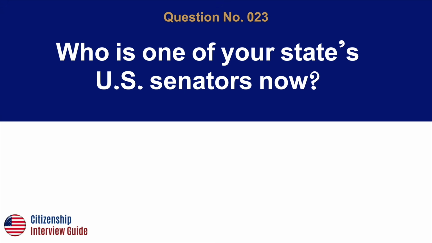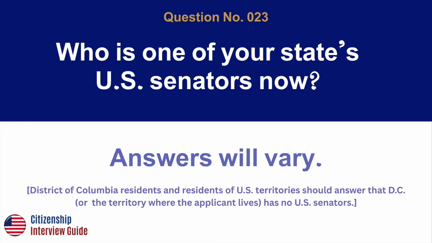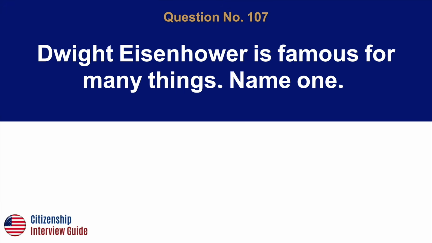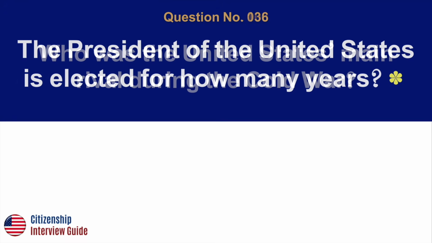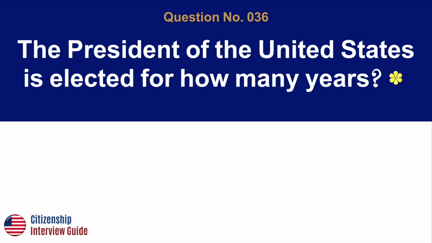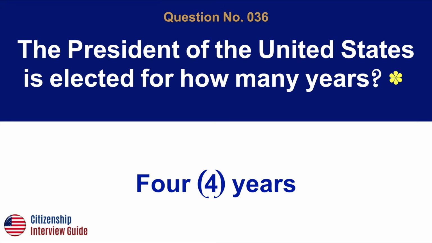Who is one of your state's U.S. senators now? This answer will vary. Dwight Eisenhower is famous for many things. Name 1. 34th President of the United States. The President of the United States is elected for how many years? 4 years.